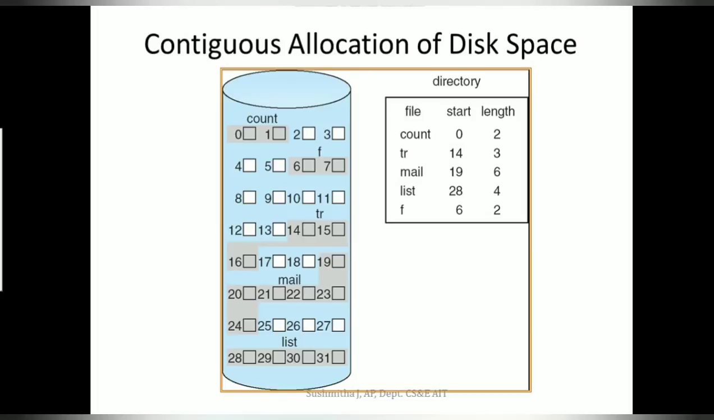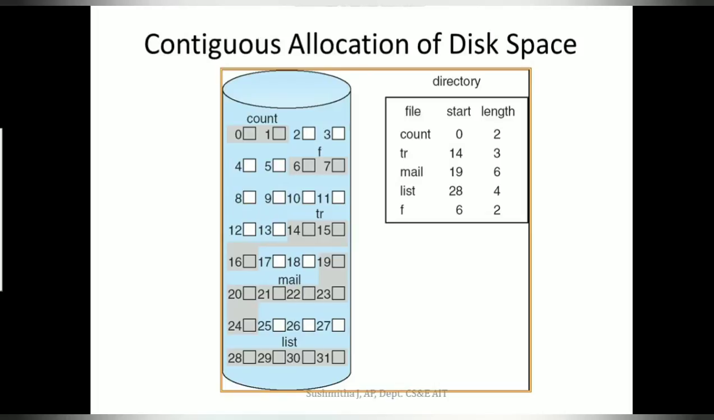And another disadvantage is that satisfying a request of size n from a list of free holes is a problem. It could follow one of the algorithms that we have discussed earlier, first fit or best fit being some of the common algorithms that it might use. Whichever algorithm it uses, as we already know, it suffers from external fragmentation.